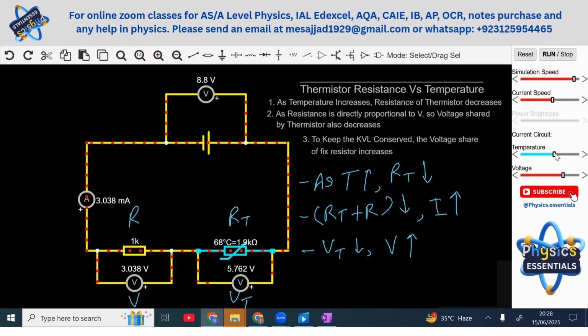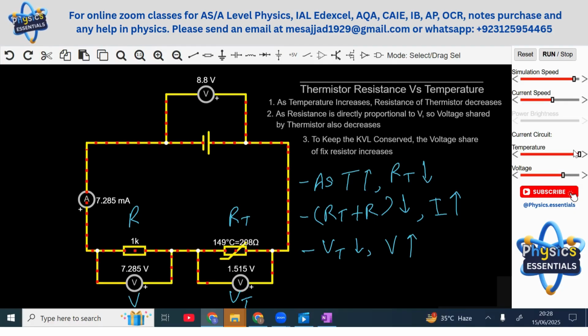So again, I take a look at the inverse effect of it. When temperature is rising, as I'm sliding it, you can see, the resistance of the thermistor is falling. So when the resistance of the thermistor is falling, the total resistance of the circuit is also falling. Therefore, the current is rising. And when the temperature of the thermistor is rising, the voltage across the thermistor is also falling, right? Because the resistance is falling.